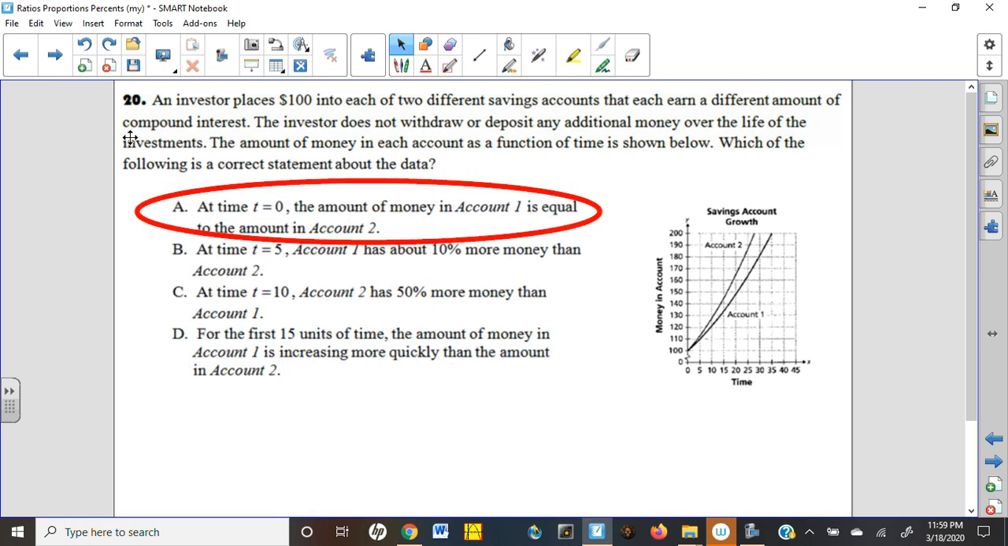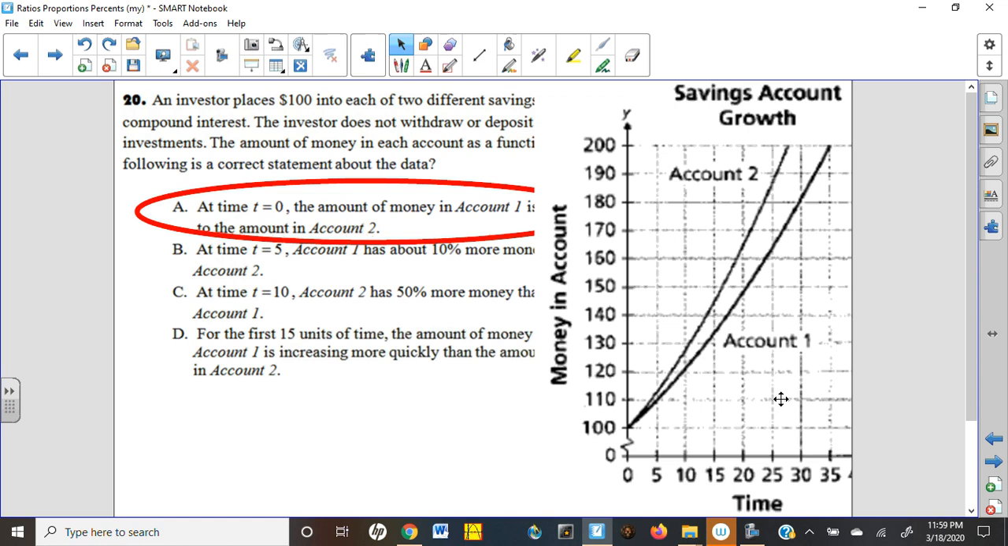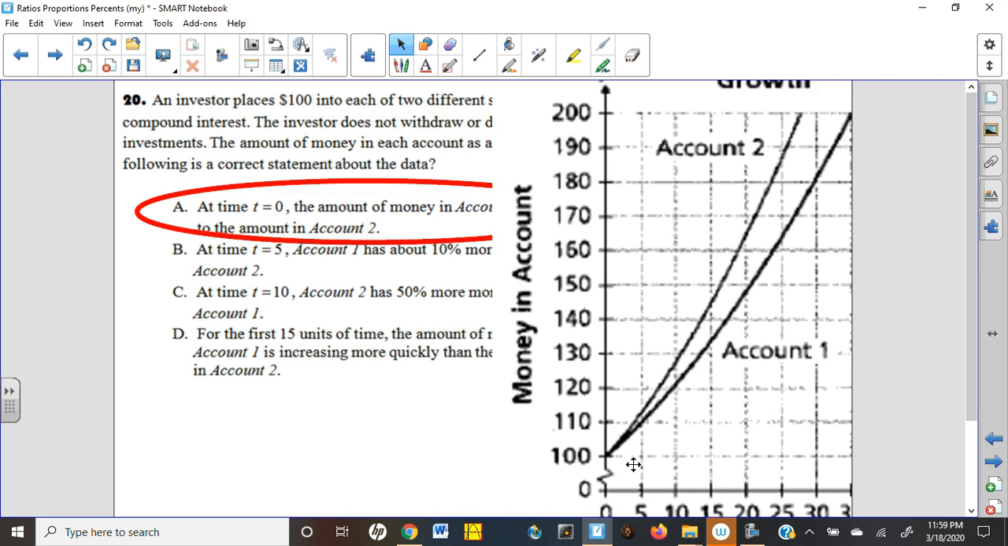Anyway, an investor places $100 into two different savings accounts that earn a different amount of interest. What if he doesn't take any money out, and so we see just the pure interest profit on these growing? Which of these has to be true? Well, here's what we got. They both start at 100. One of them is getting a better rate, and it looks like account 2 is going up faster, right? So I think we just have to go through these and see which one is true.